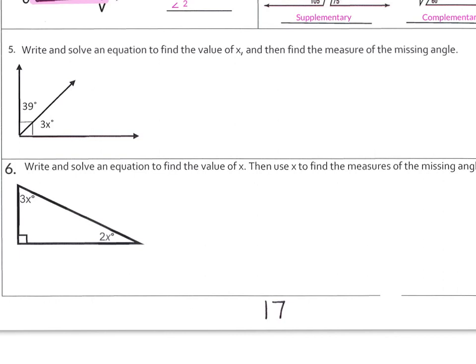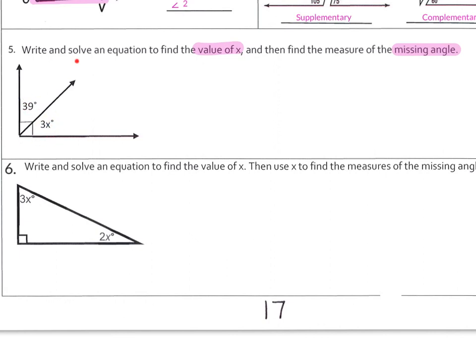So for number 5, it says we need to write and solve an equation to find the value of x and then find the measure of the missing angle. So the missing angle means that I'm going to need to find this angle, the 3x. I know this one is 39 degrees. I don't know what this one is.